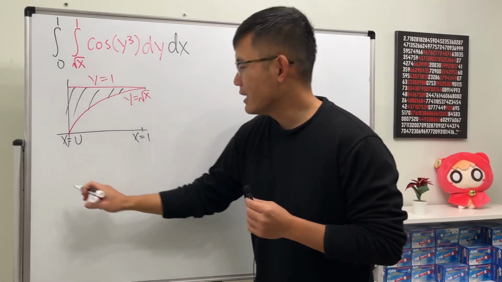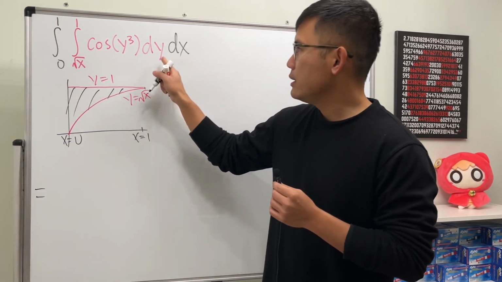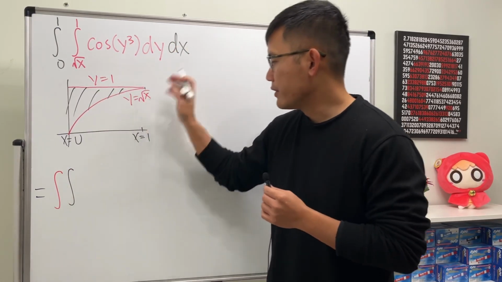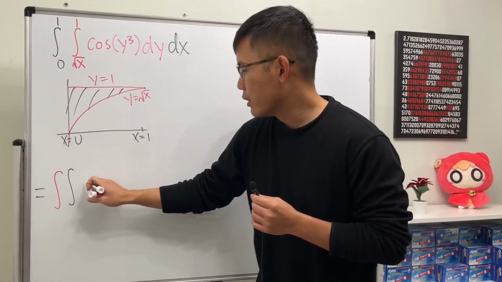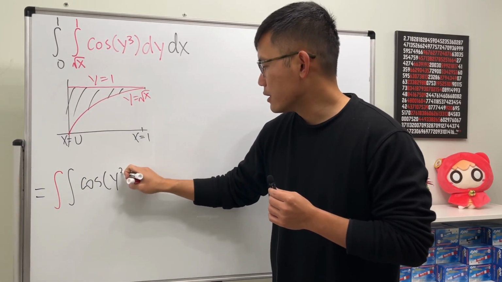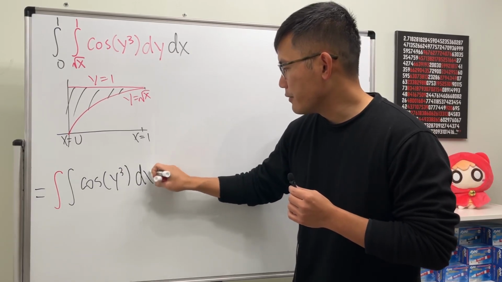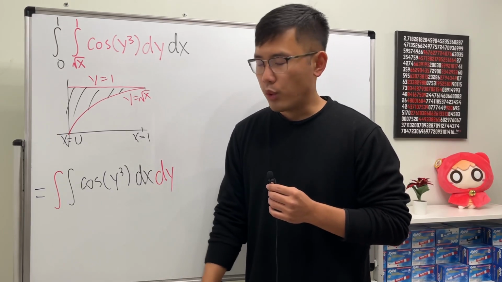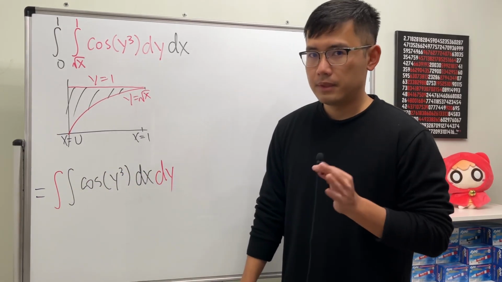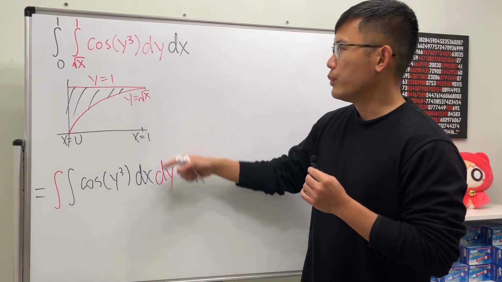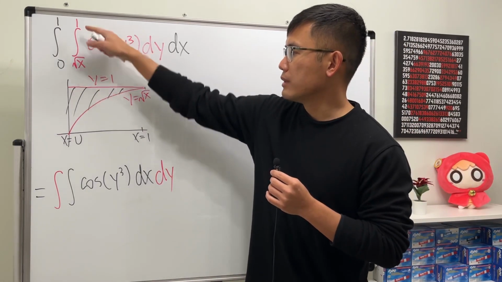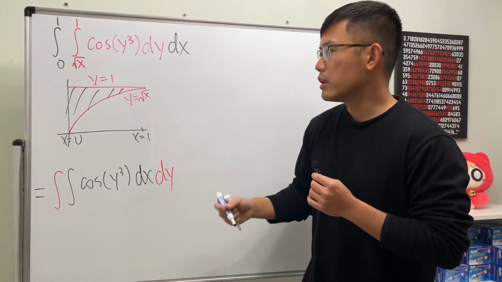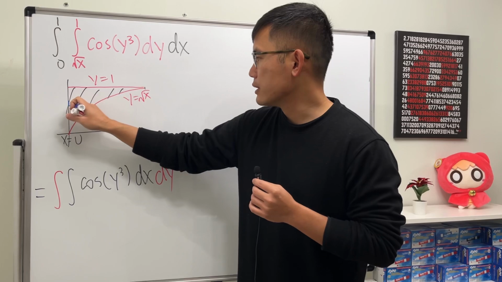We'll change order, right? So that means we want the red integral on the outside, and then the integral in terms of the x on the inside. And of course, we still have cosine of y to the third power, but we really want the dx coming first and then dy next. Now, the hardest part, of course, is to figure this out. This is how we do it. Originally, when we have y going from this to that, we look at a vertical rectangle. But now, if we want to change order, we actually look at a horizontal rectangle instead.